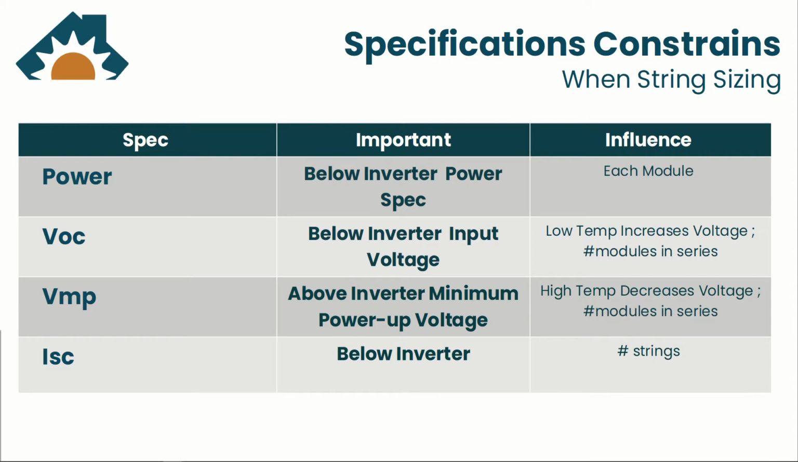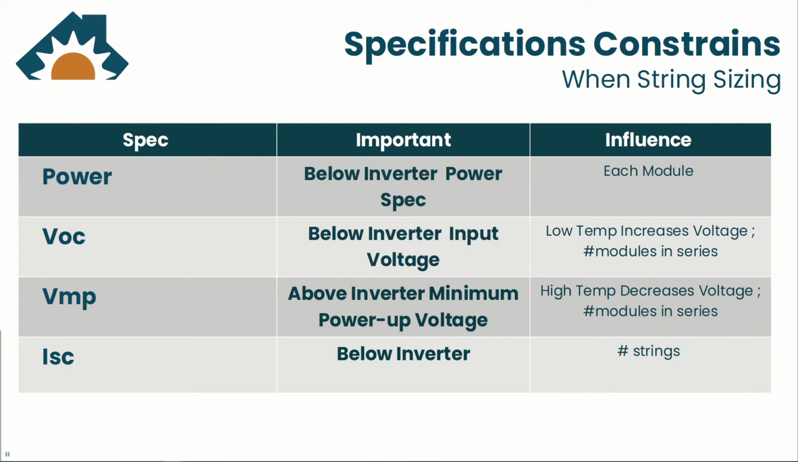The VMP, or sometimes it's called VPM or VMPP, I know it's not consistent, is lower than the VOC and is the operating voltage. Because voltage fluctuates with temperature, you need to calculate what the lowest voltage may be to ensure that it's within the inverter's minimum MPPT voltage for best performance. Use the Pmax temperature coefficient to calculate this. If it's not provided, you may use the VOC temperature coefficient. Each module connected in series in a string increases the VMP.